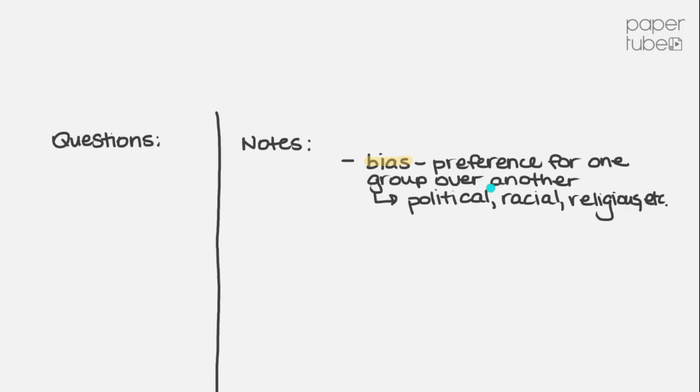Right now we see a lot of political bias in our news sources. That just means there's a lot of resources out there that are catering to people who are for one party over the other. There can be racial bias in a text. There can be religious bias in a text. There can be all kinds of biases. It's just a preference for one thing over another, one group over another. So we have to be mindful of bias to make sure that we aren't being manipulated in some way.